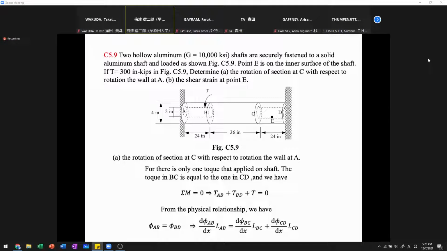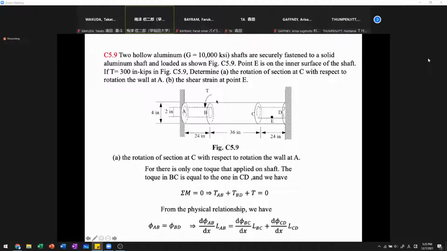For this problem, only this torque T is applied here. So the total moment on this structure should be zero. I mean, A is fixed completely, and D on the other hand is also fixed completely. So T is applied here. However, this structure doesn't move, so the total moment on this structure should be zero.